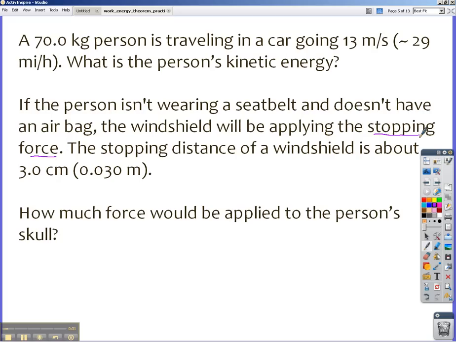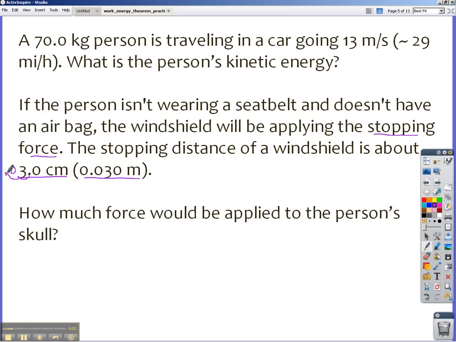The stopping distance of a windshield is about 3 centimeters, but since we're dealing with newtons and forces in newtons, we want to go ahead and convert that to meters. So 3 centimeters is converted to 0.030 meters. Just move the decimal over 2 places. So the question is, how much force would be applied to the person's skull?